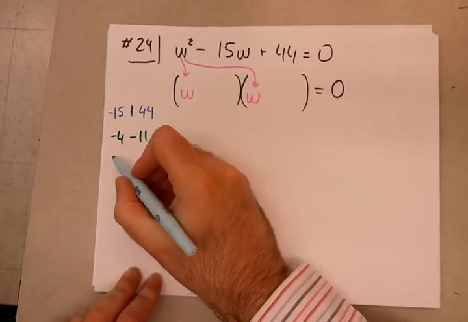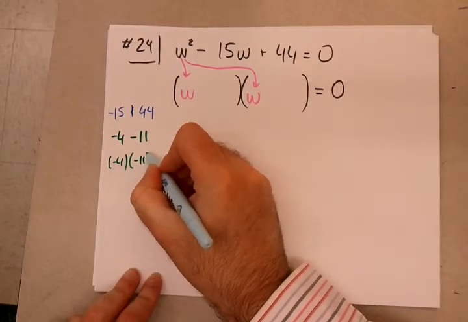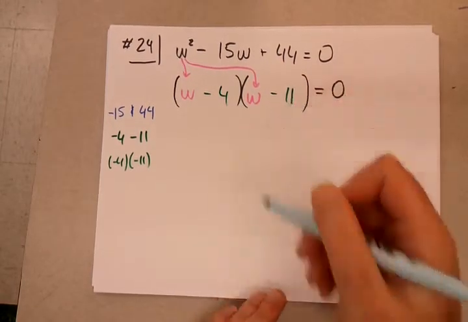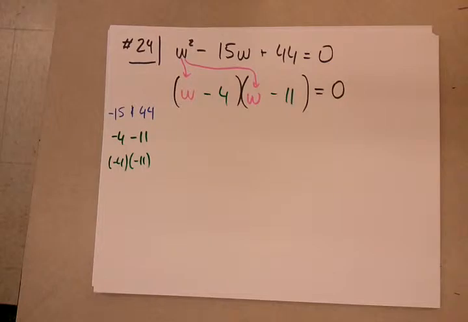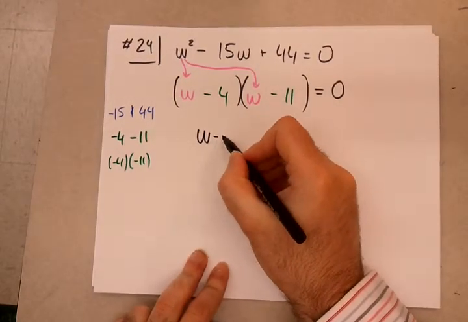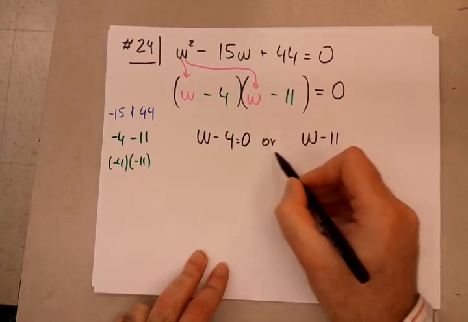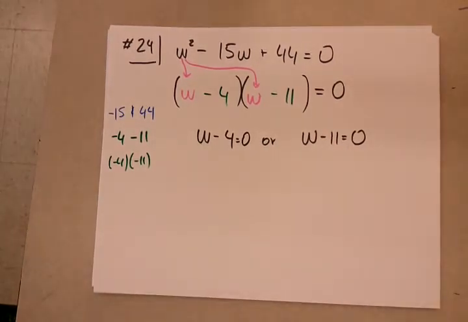Negative 4 times negative 11 is positive 44. That works. Perfect. But now, since this is an equation, we actually have to solve this. Thankfully, we know how to do this. This is the zero product property rule. We had problems like this in section 9.5. Since w minus 4 times w minus 11 equals 0, either the w minus 4 or the w minus 11 has to be 0 by itself. So you set each of the binomials equal to 0, and then you solve for w.